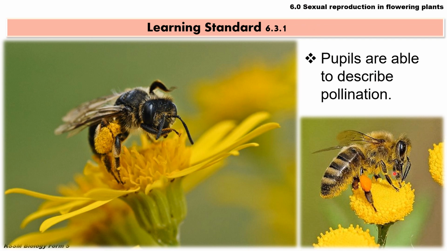Alright, look carefully. The bees here, the body on the bees, there is a yellow dust. So this yellow dust actually belongs to the flowers. So the bees is the pollinating agent to the flower.